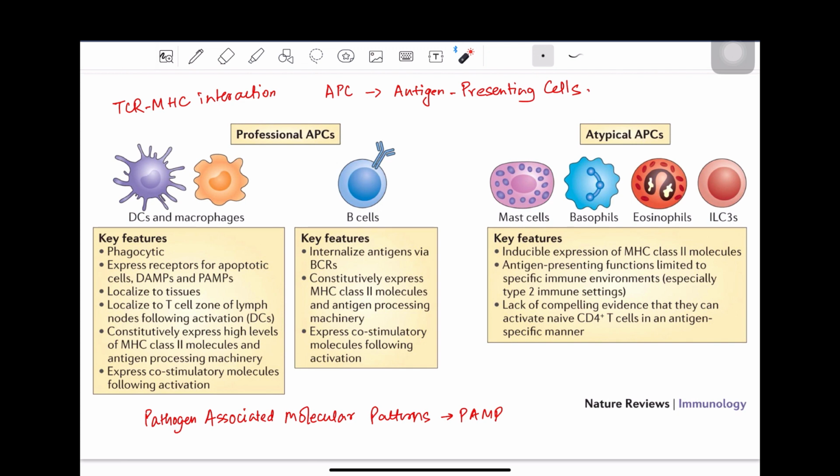There are also some atypical antigen-presenting cells, like the mast cells, the basophils, the eosinophils, and the ILC. These types of atypical APCs also express MHC class II molecules, and the antigen-presenting function is limited to specific immune environments. So these atypical APCs do not function in all environments. There are some environments where they can function.